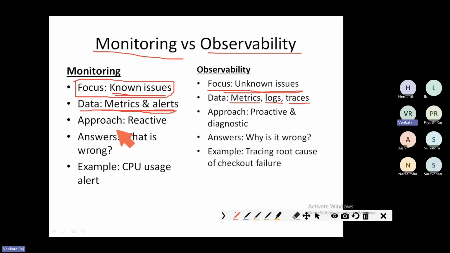Now, the approach for monitoring is reactive. But in case of observability, guys, your approach is proactive and diagnostic. Now, let me tell you.